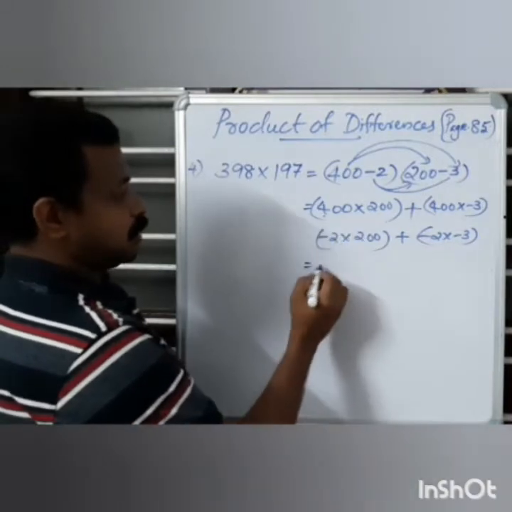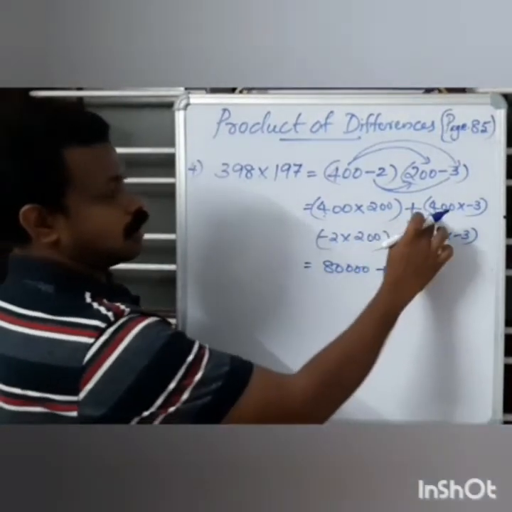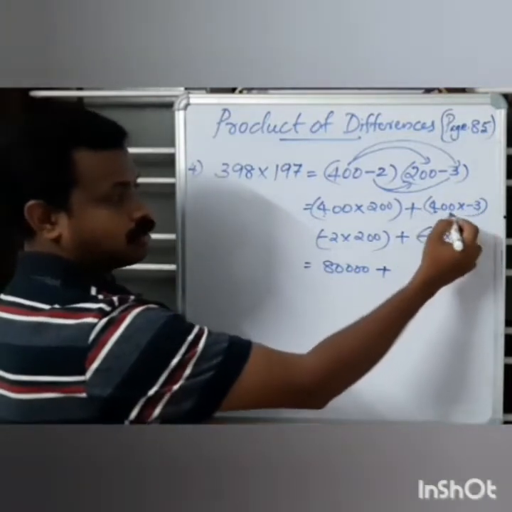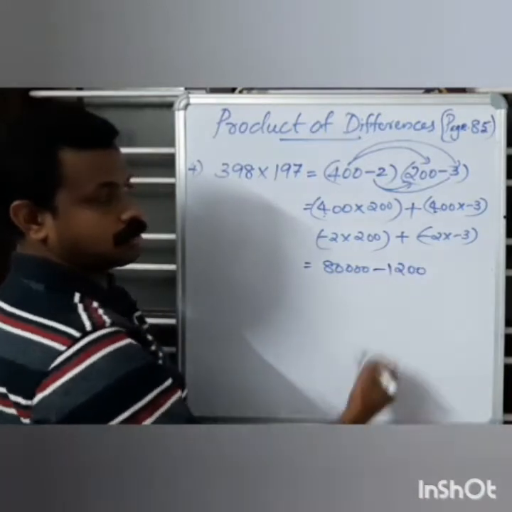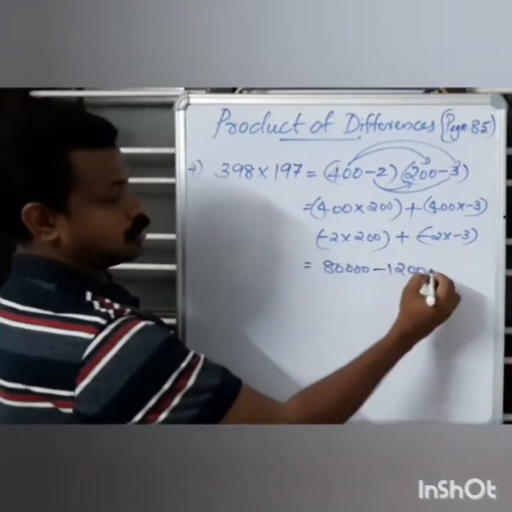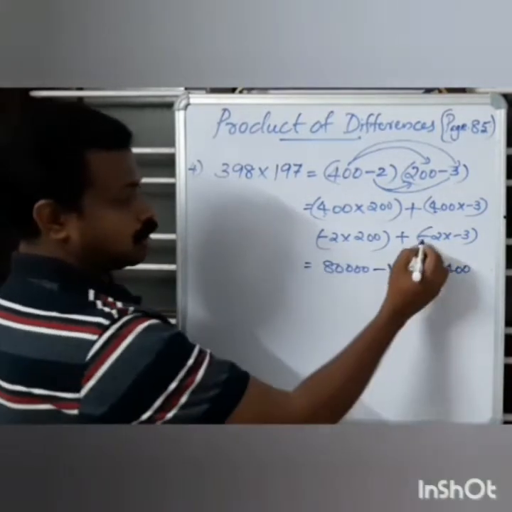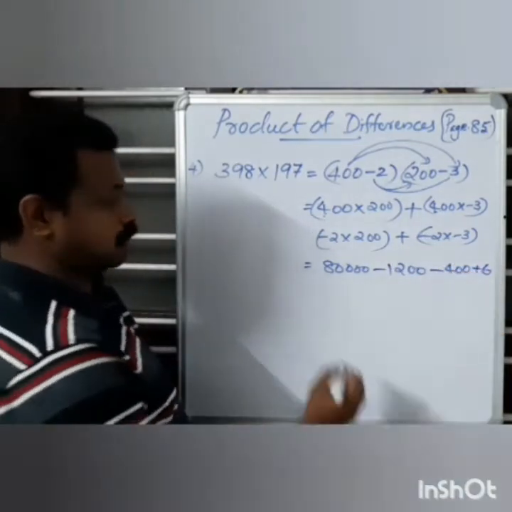So this we are getting 80,000 plus 400 into minus 3. It is 4 into 3, 12. So it is minus 1,200. 4 into 3, 12, then 2 zeros. Minus 2 into 200, so it is minus 400. Then minus 2 into minus 3, it is plus 6.